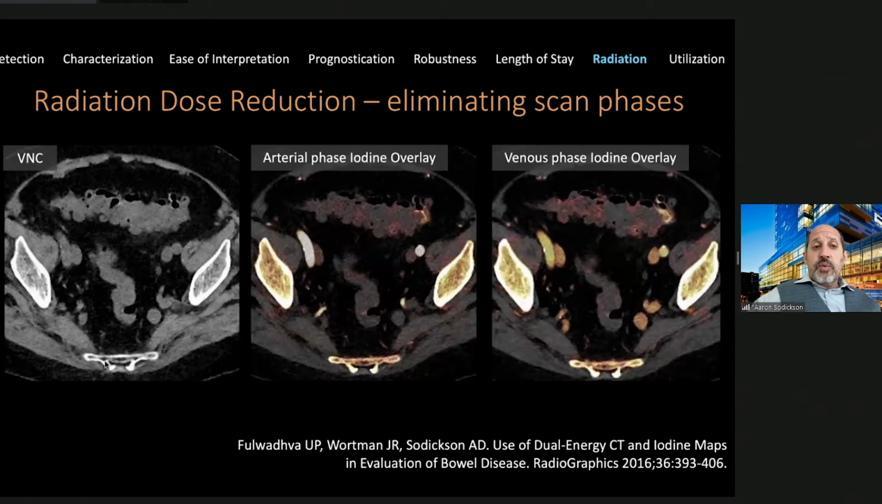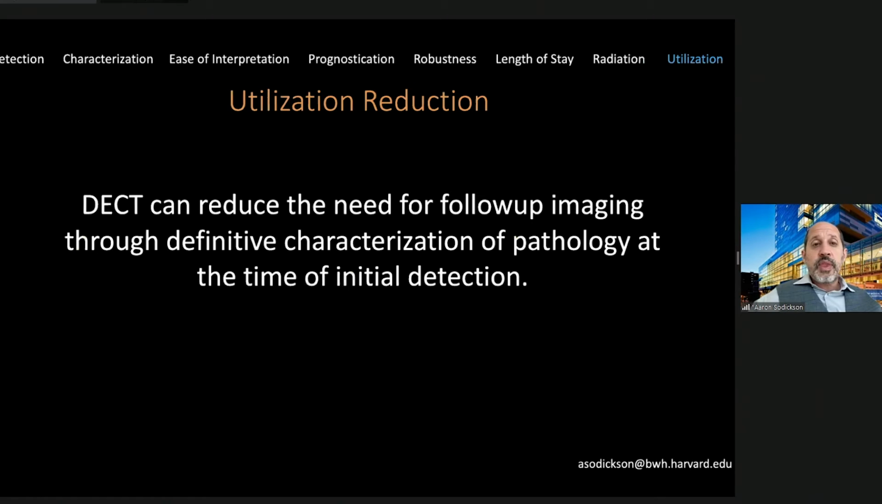Right off the bat, we get rid of the non-contrast. We do a virtual non-contrast from this delayed venous phase. We can nicely see that this diverticular hemorrhage that is apparent on the arterial phase and growing on the venous phase, that iodine disappears on the virtual non-contrast. We know definitively that this is iodine. We don't need a true non-contrast scan and can save a third of the radiation dose of this multi-phase protocol.